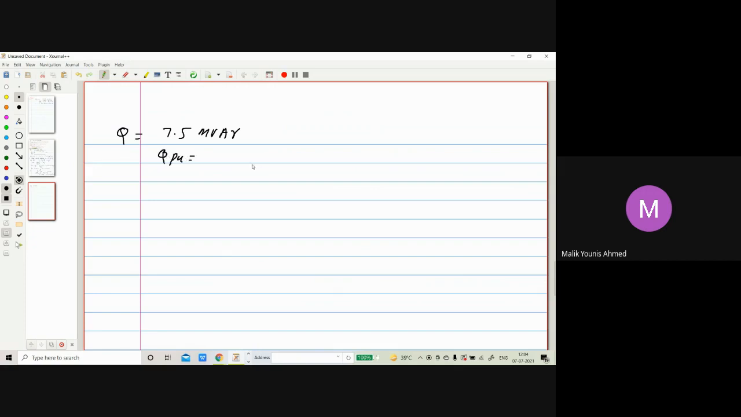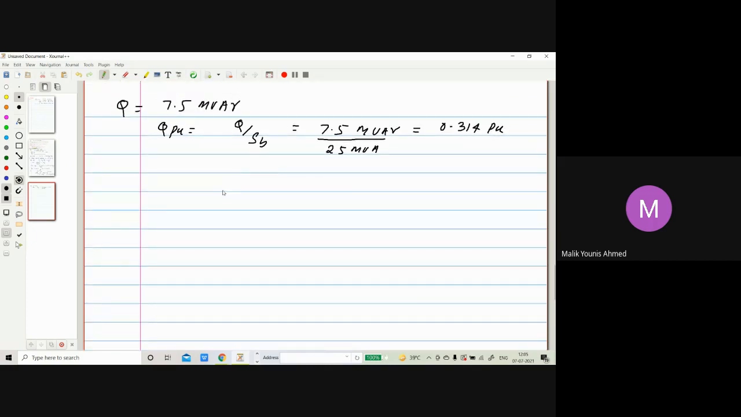Q value in per unit will be the actual value of Q divided by the base value of Q. This is the actual value of Q, so the actual value is 7.5 megavolt ampere reactive, and the base value we already know. We are using the base of 25 MVA. So this together will give us a per unit value, and that will be 0.314 per unit. Very simple numerical. There's no problem as such.